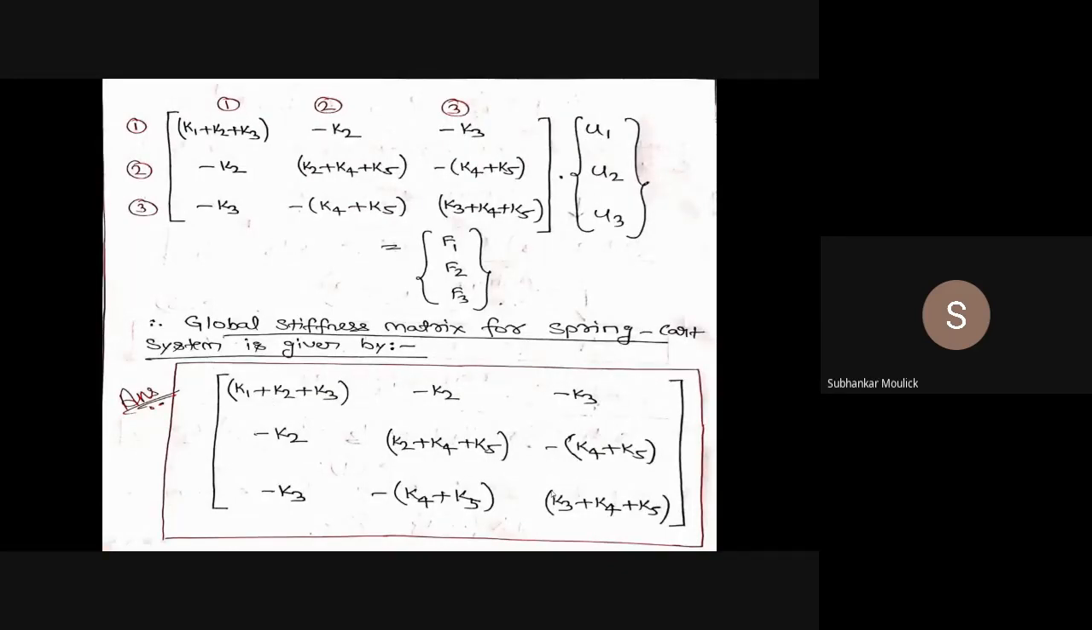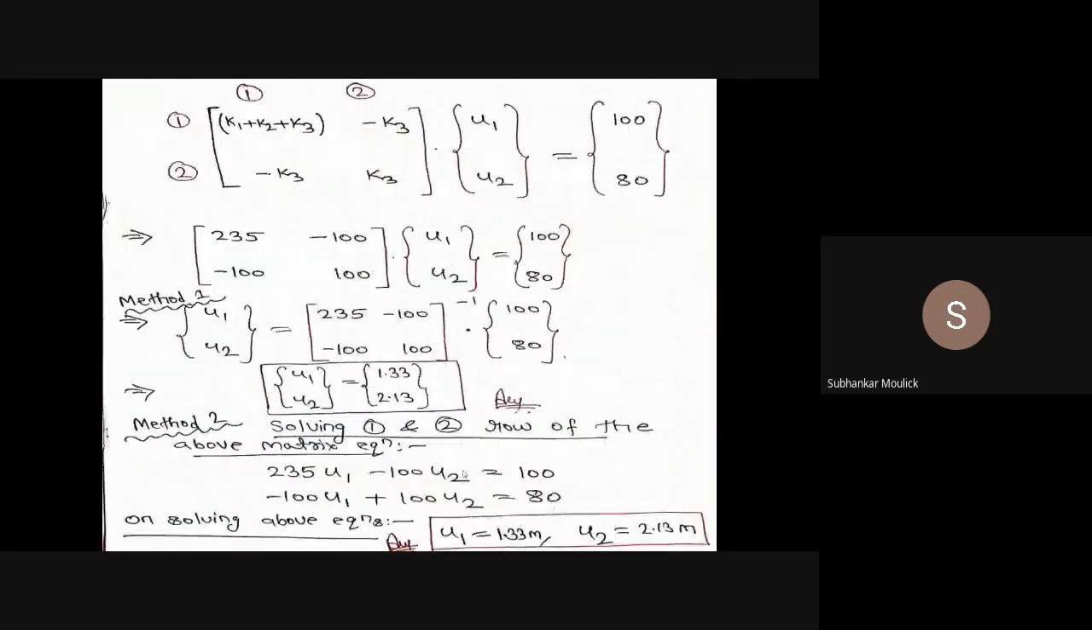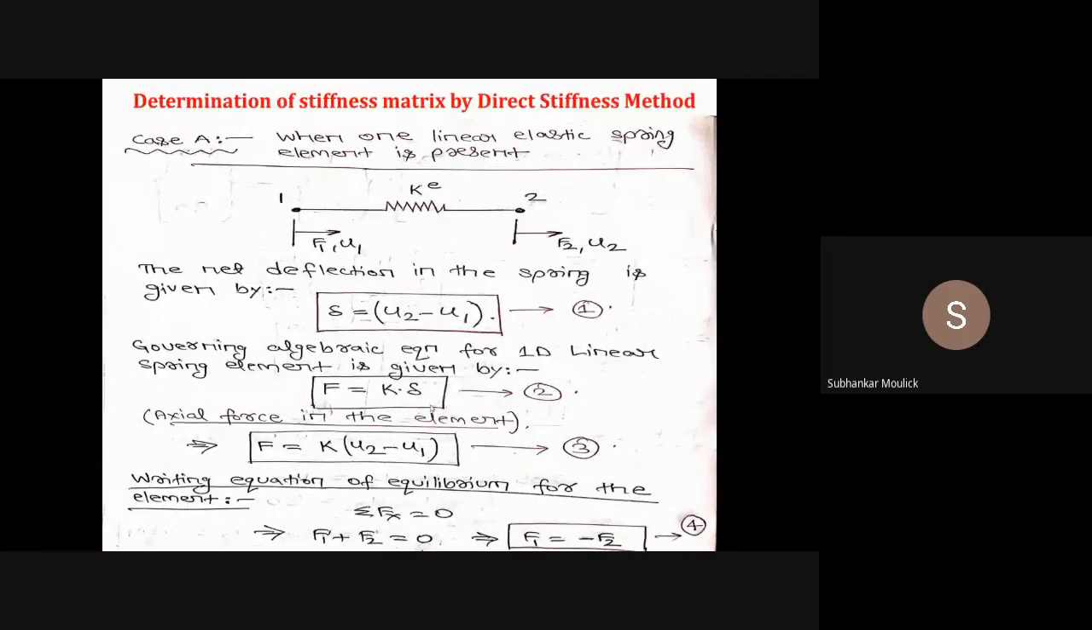Is it clear? Other people, please respond whether it is clear or not. Okay, fine. So today I don't think enough time is left. In the next class, we will solve some typical problems. That means we will try to find the global stiffness matrix of some typical problems containing more than one element.